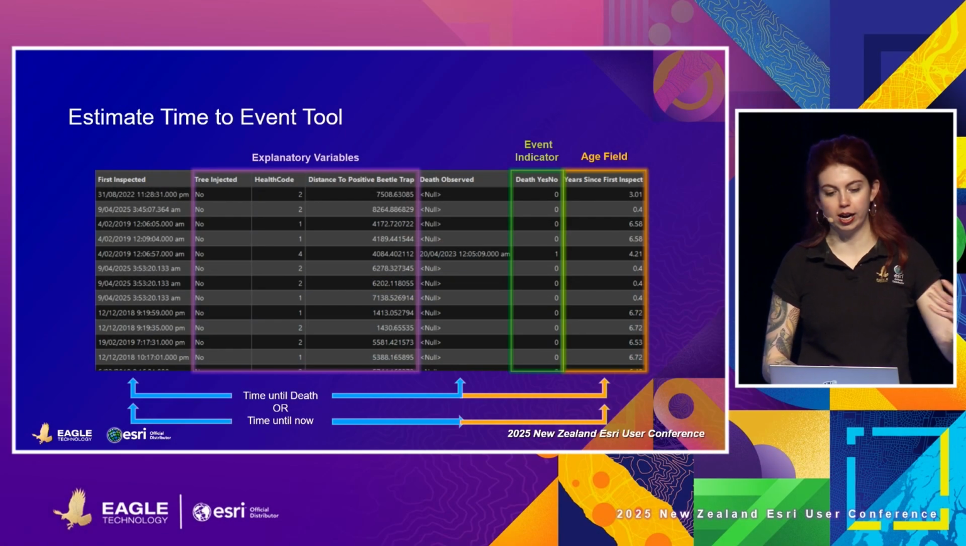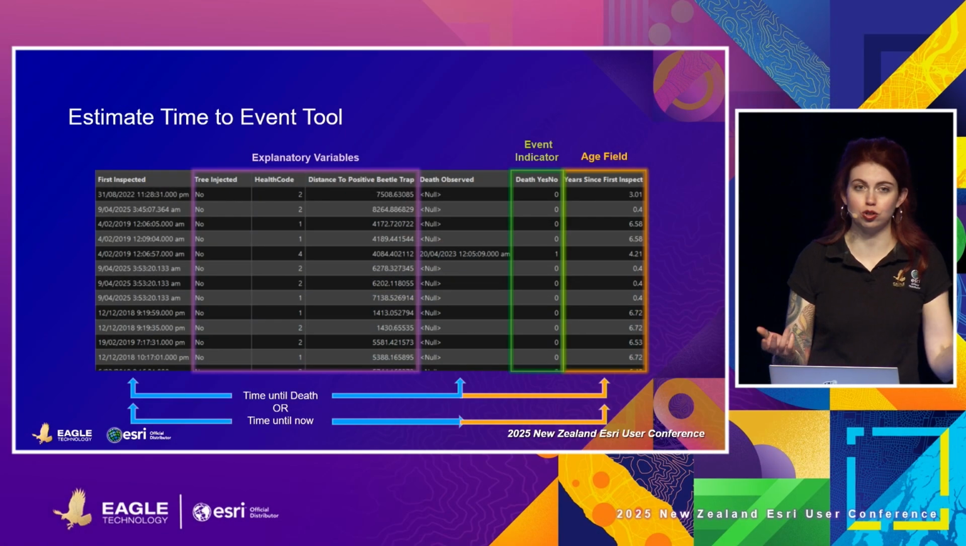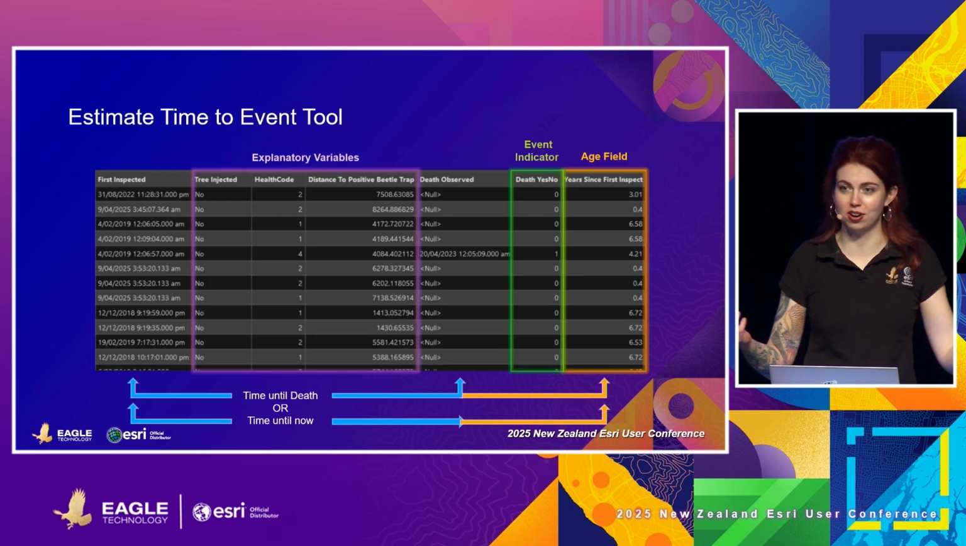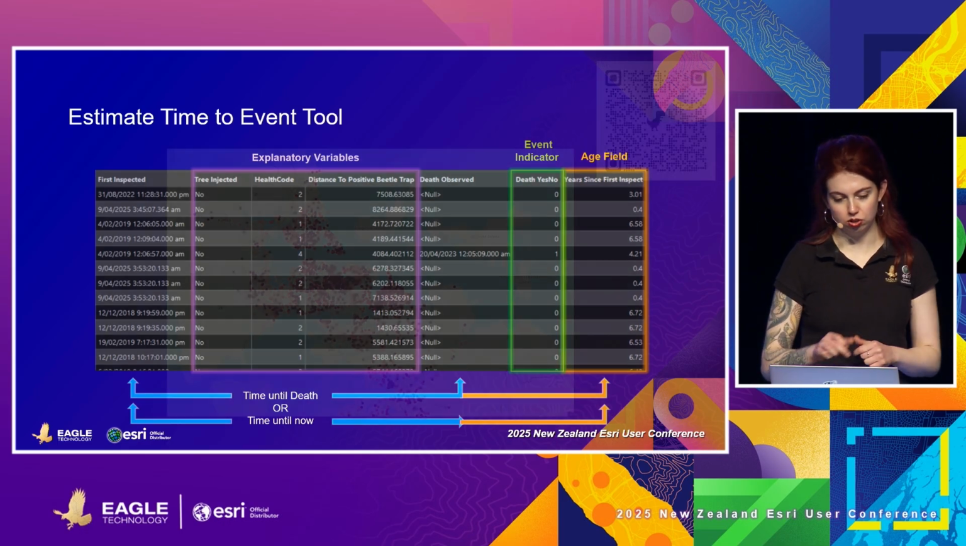And that made sense to us: the distance to the beetle traps. We used the health of the tree, because that obviously would have to do with whether or not it's going to die. And then also whether or not it had a vaccine. And this was the data set that we plugged into this tool.